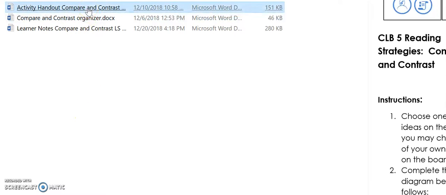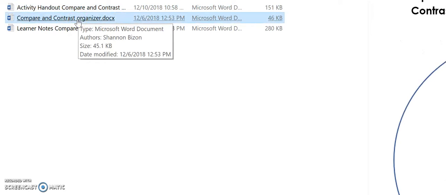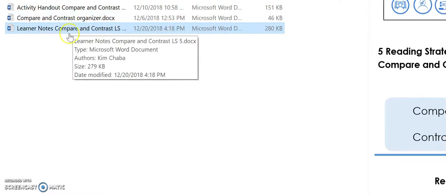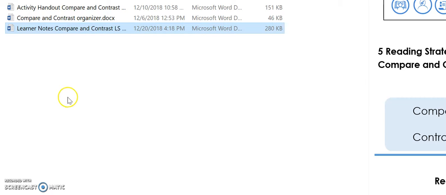For this screencast, let's take a closer look at the CLB3 material. In this folder, you will find the activity for the learners to practice the strategy, a graphic organizer, and learner notes for the strategy. You will need all of these resources, and they are all referred to within the lesson plan for this particular strategy.